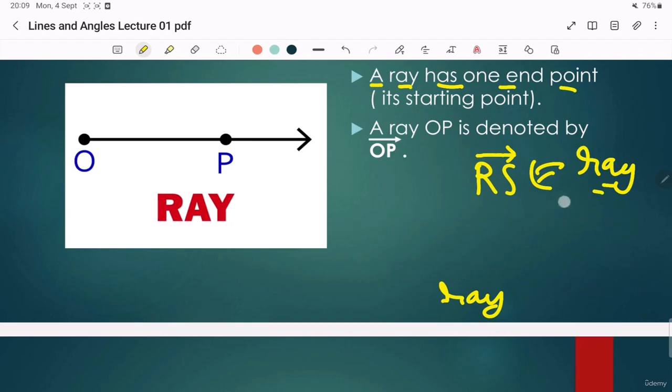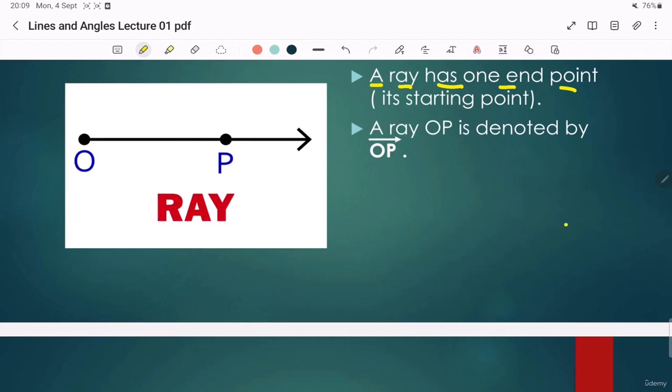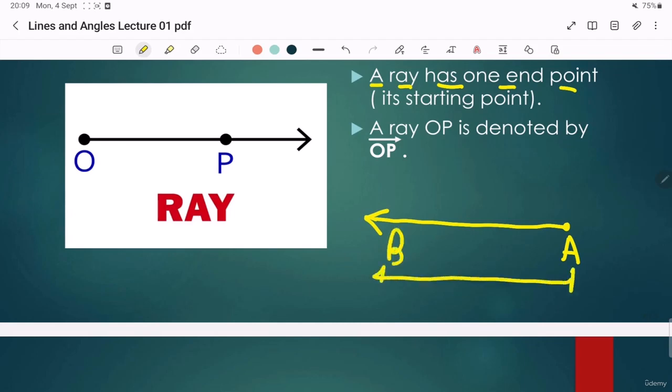Let's say I have one endpoint A and now I am extending the other endpoint B endlessly. So AB is a ray. Symbolically, we can write AB and draw a line with an arrow at one end. So symbolically, we represent a ray like this.